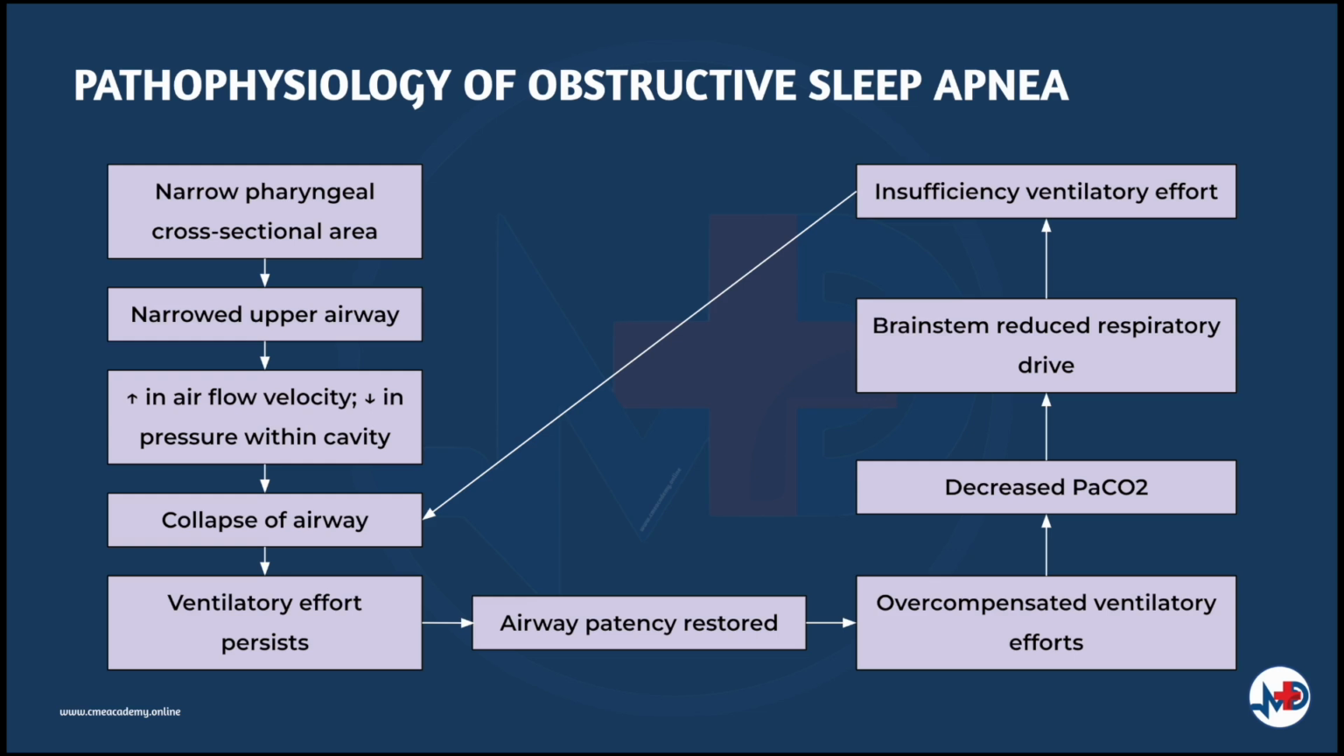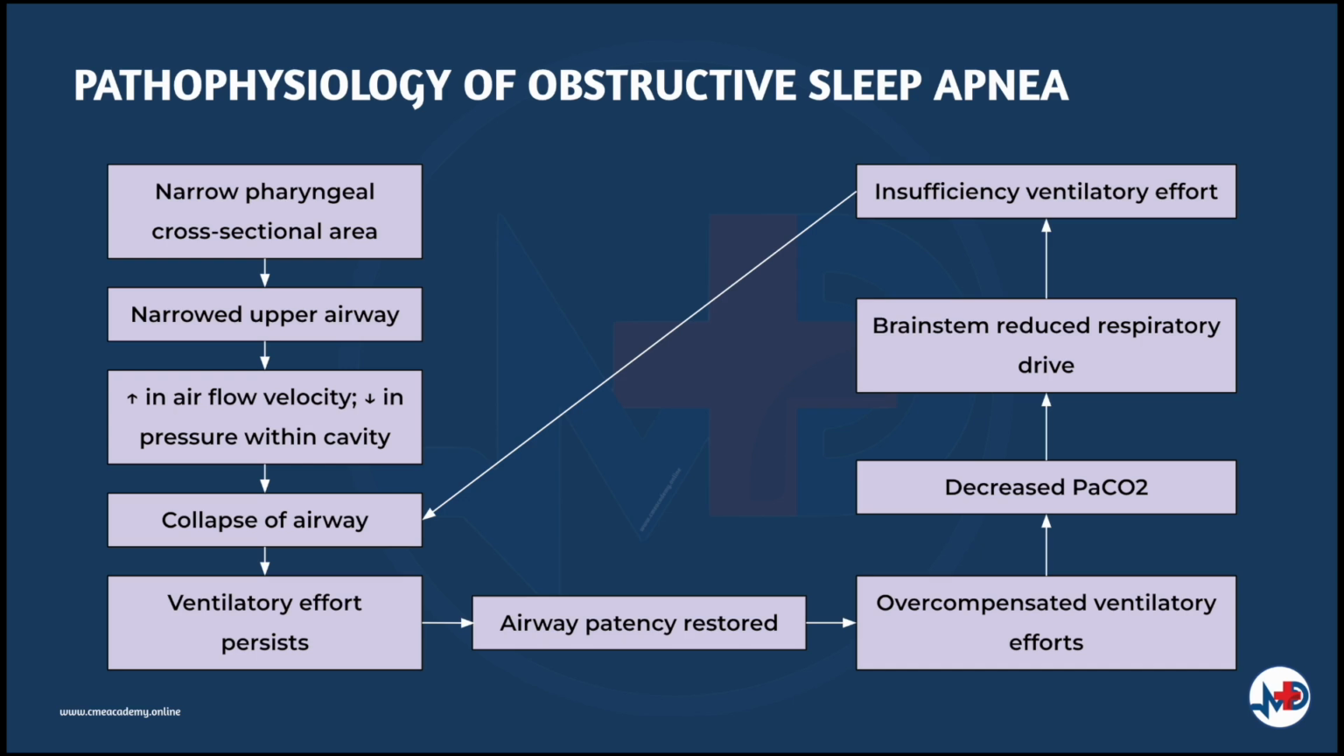A narrow pharyngeal cross-sectional area, which could be due to obesity, tonsillar or adenoid hypertrophy, or even nasal congestion, leads to narrowed upper airway. In this situation, the upper airway experiences an increase in airflow velocity and a decrease in pressure within the cavity. Therefore, the airway is more likely to collapse.